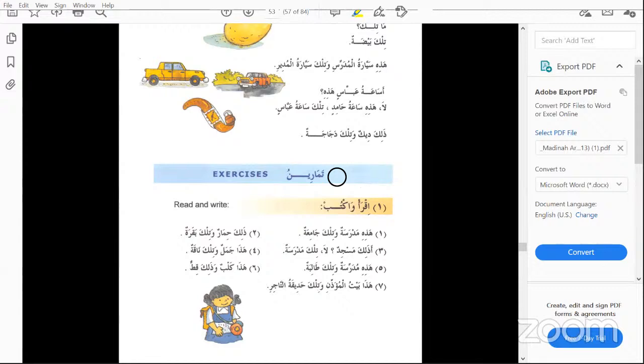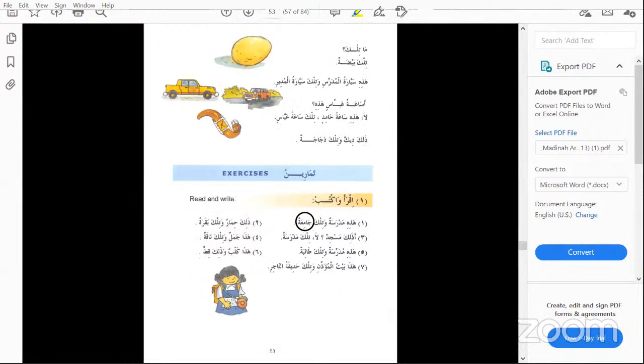هذا جمل وتلك ناقة. This is a camel and that is a she-camel. هذه مدرسة وتلك طالبة. This is a female teacher and that is a female student. هذا كلب وذلك قط. This is a dog and that is a cat. هذا بيت المؤذن وتلك حديقة التاجر. This is the muezzin's house and that is the merchant's garden. Excellent.